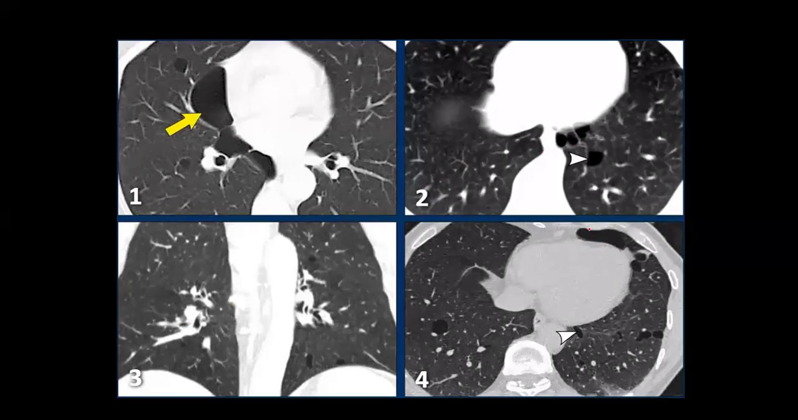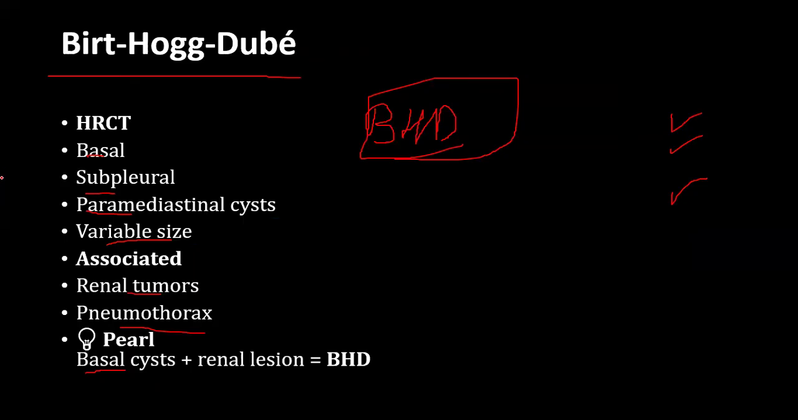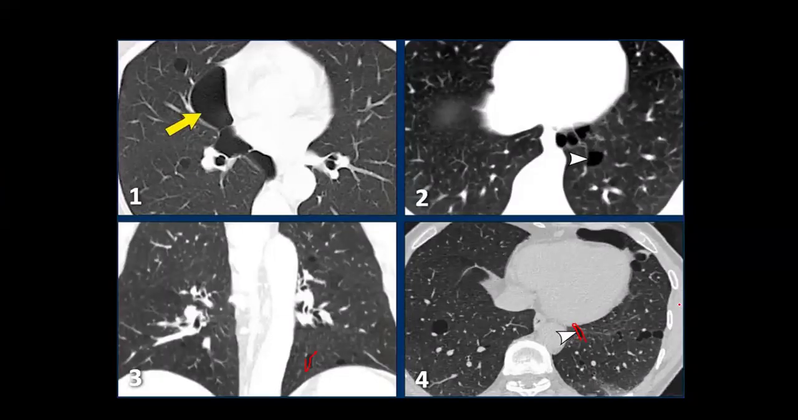So a subtle pneumothorax can be appreciated, and again the lentiform shaped cysts can be seen, again seen in BHD. The cysts are usually seen, as previously discussed, basal, subpleural and paramediastinal. And here you can see paramediastinal basal cysts, and these are again basal cysts and paramediastinal cysts.